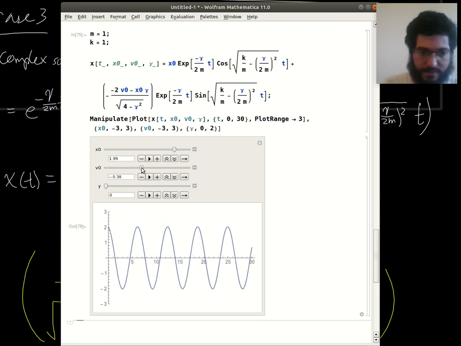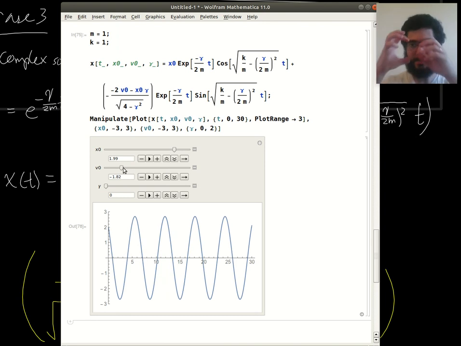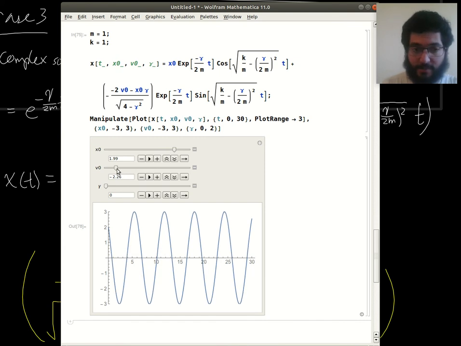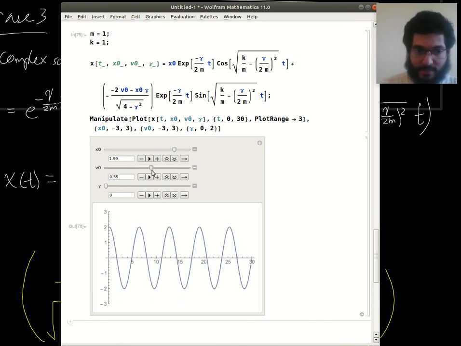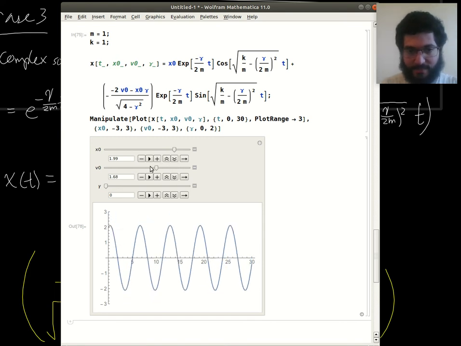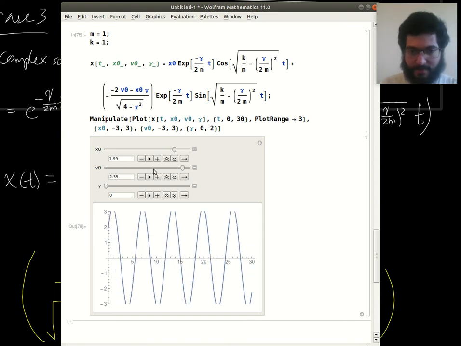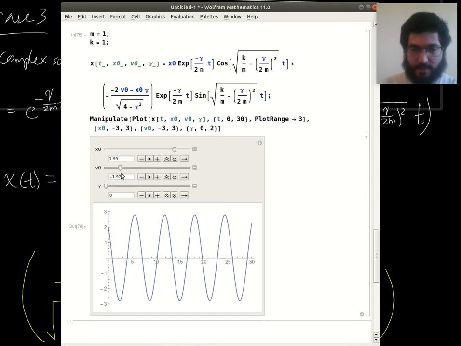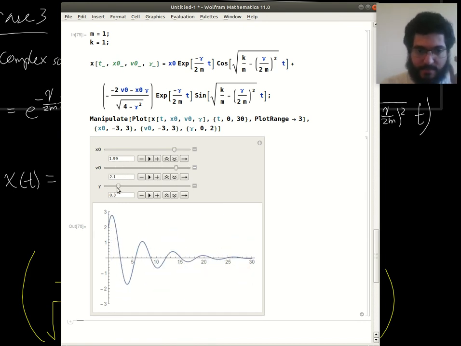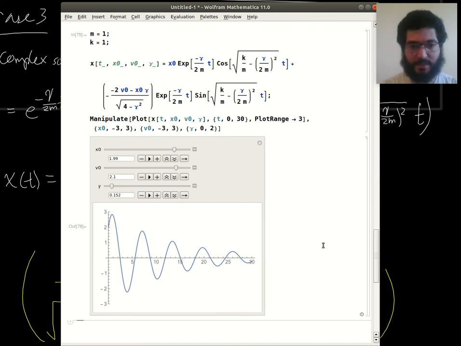And of course, when you make V naught negative, that's like stretching it and then throwing it back towards the equilibrium. You are giving it energy by throwing it in either direction. So if V naught is 0, then you have this sort of low amplitude, but with high V naught or even high negative V naught, you are giving the system more energy. And then gamma does that. Okay, I think we're done playing with this.